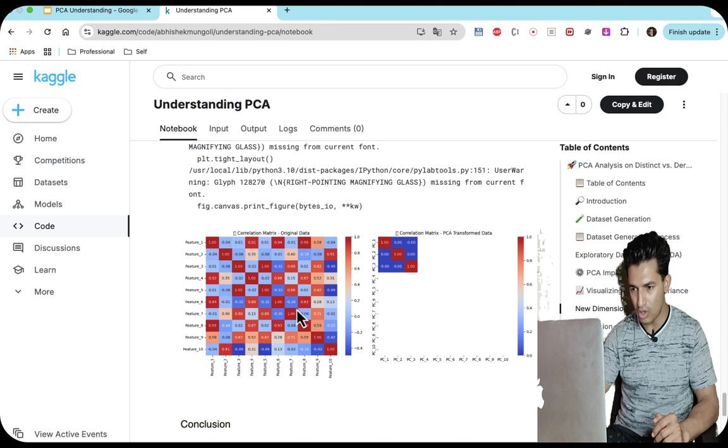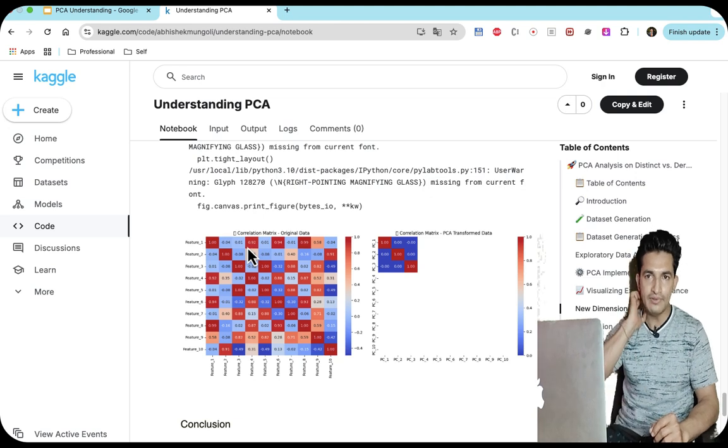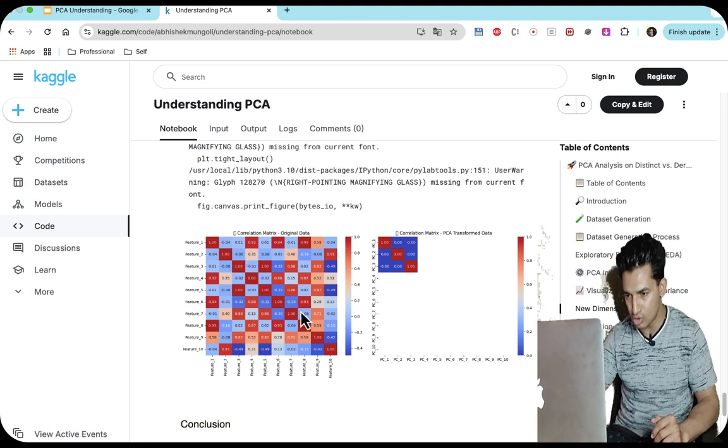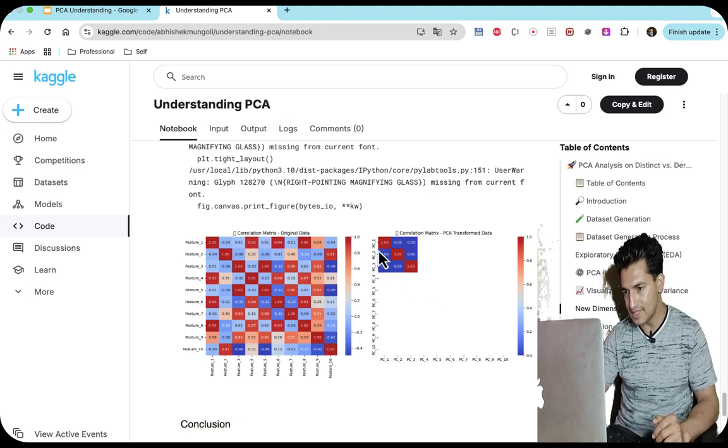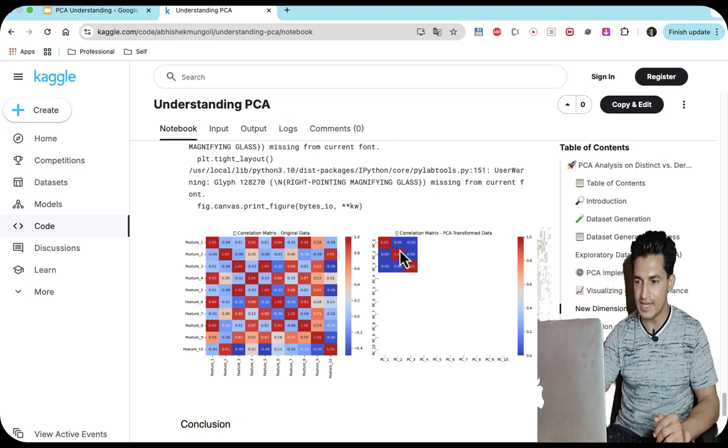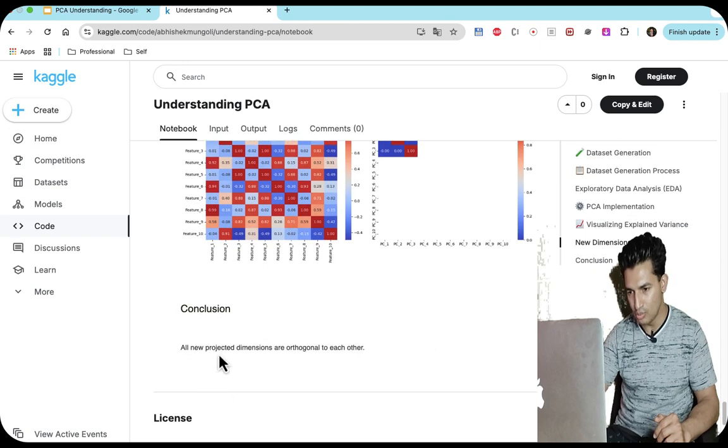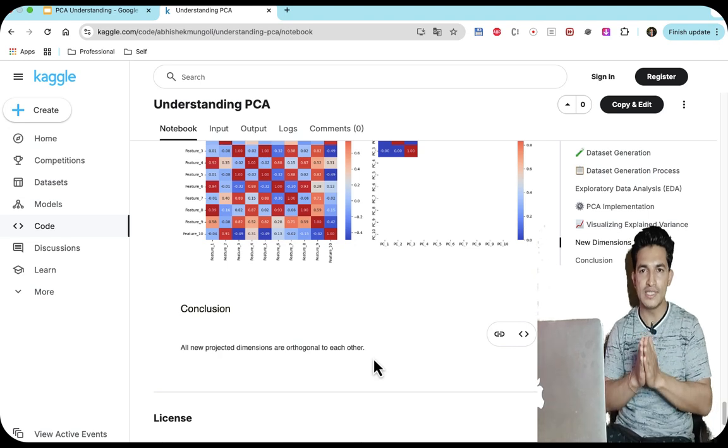In dataset 2 there was already very high covariance or correlation, right? Because the remaining 7 features were derived from the first 3 features, so there was already very large correlation. You can see many red and orange points showing that high correlation. And in the new dimensions just 3 new dimensions are needed to explain all the variance, and among them there is 0 correlation. The feature is correlated with itself but not with anything else. So that's it. We can see that all new projected dimensions are orthogonal to each other. So this is how PCA works.